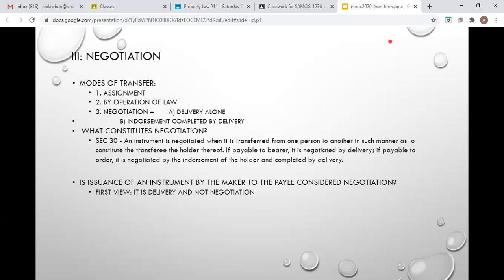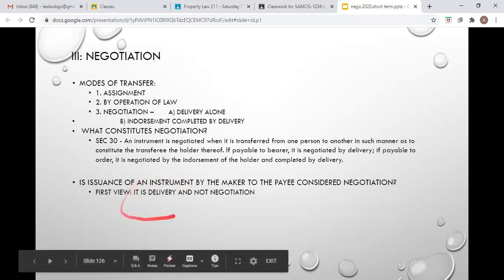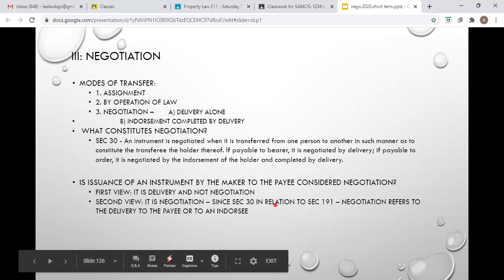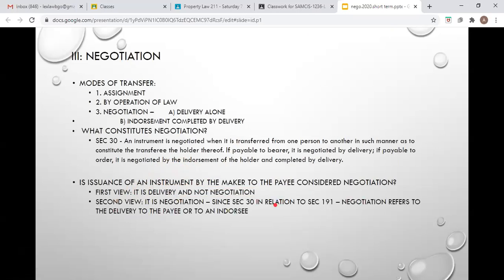What do you think? Well, there are two views on the matter. First view, the delivery of the instrument from the maker to the payee would not be considered negotiation. Rather, it will be considered as issuance. Hindi yan delivery, it is issue. And not negotiation. Next, the second view would be it will now be considered as negotiation.